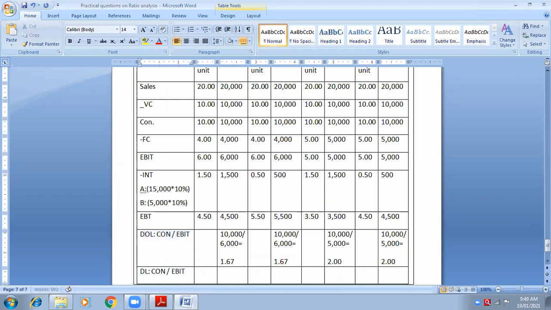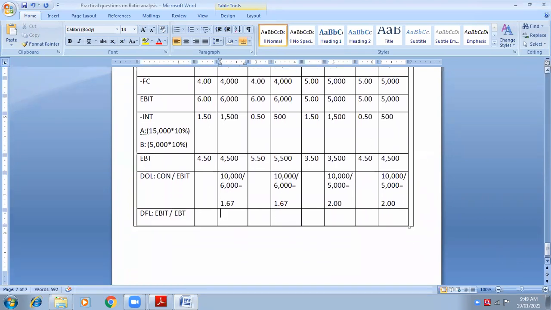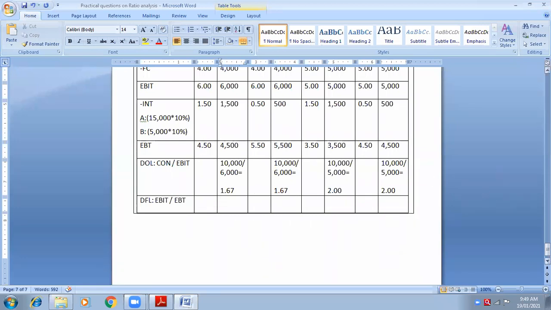Now this will be the formula of DFL. What is the formula of DFL? EBIT divided by EBT. Very good. So in the same way you have to do it. Tell me, what is the EBIT of situation 1, plan A? 6,000.